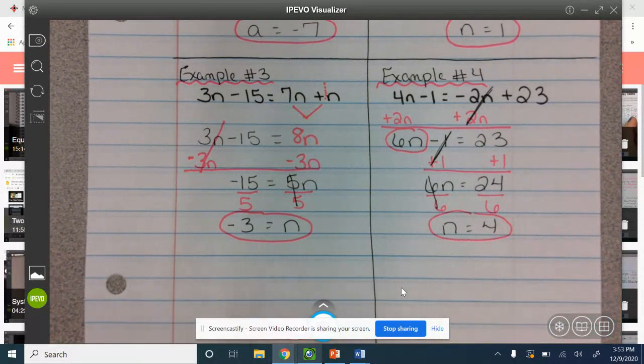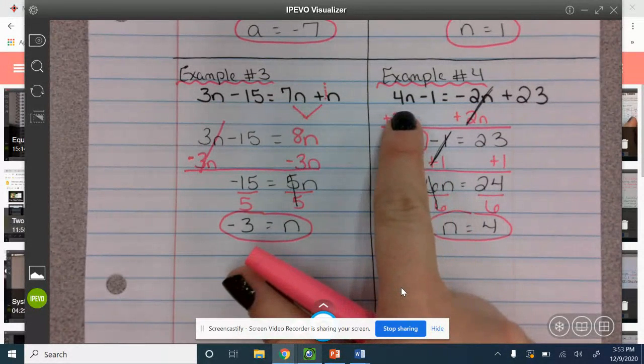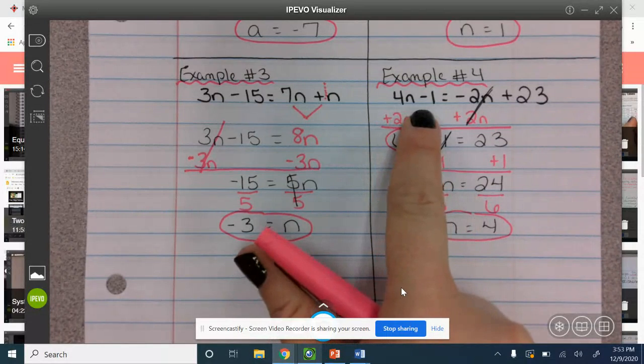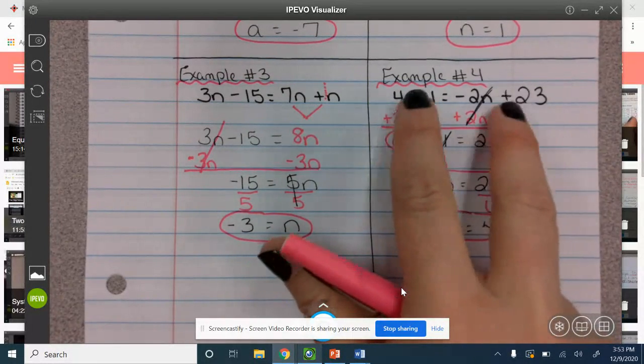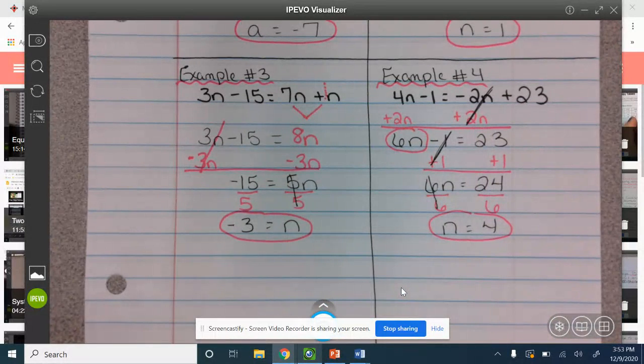Now, keep in mind, equations are really easy to double check yourselves. Once you get this answer, you can always plug it back into your equation and say 4 times 4 minus 1 and negative 2 times 4 plus 23. And if you get the same answer on both sides, you know your answer has to be correct. So with equations, you can always plug in and double check your answers.